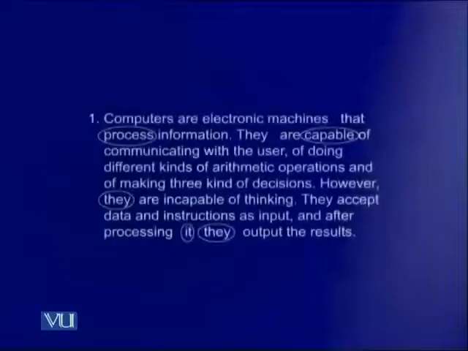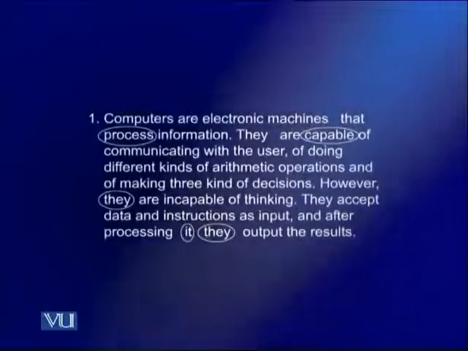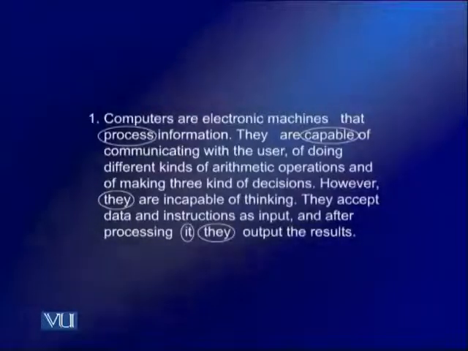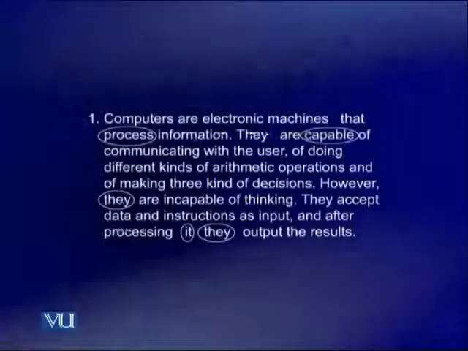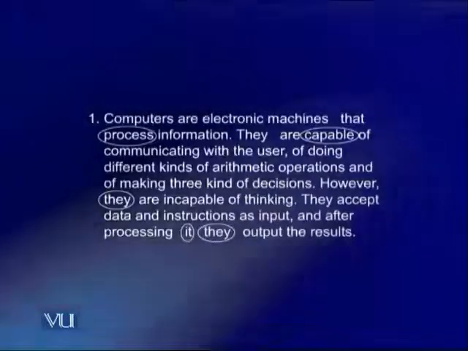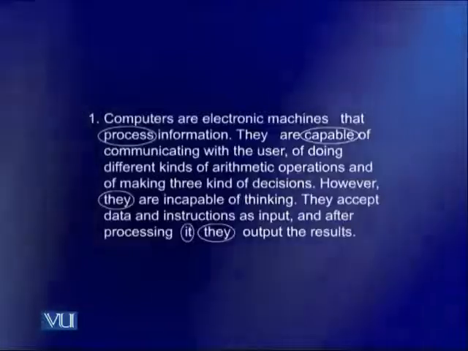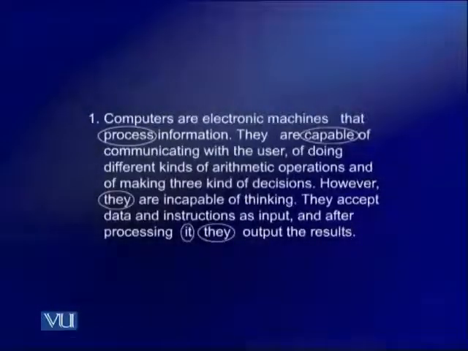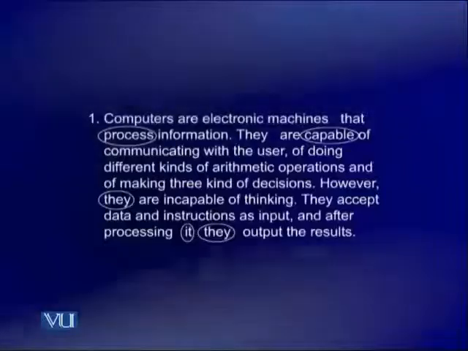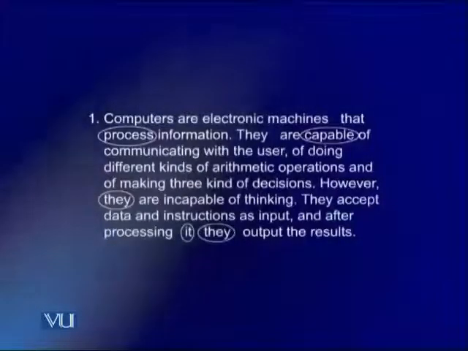I shall read the first paragraph. Computers are electronic machines that process information. They are capable of communicating with the user, of doing different kinds of arithmetic operations, and of making 3 kinds of decisions. However, they are incapable of thinking. They accept data and instructions as input, and after processing it, they output the results.